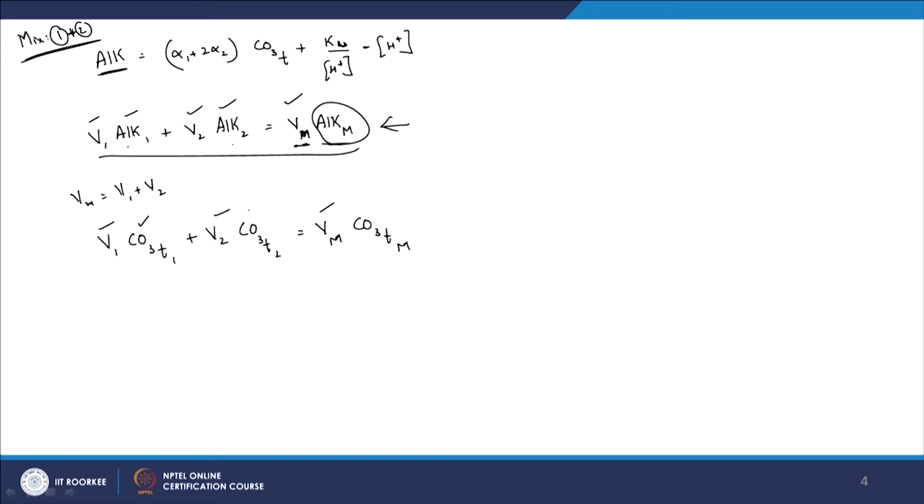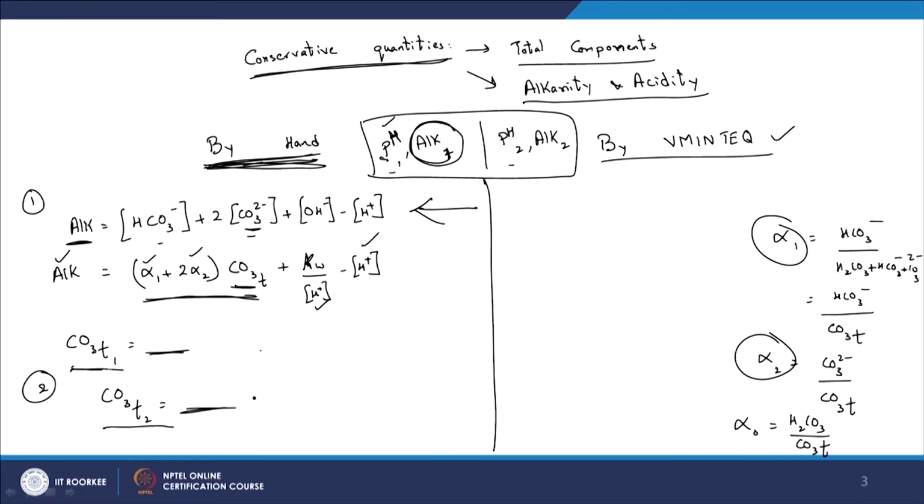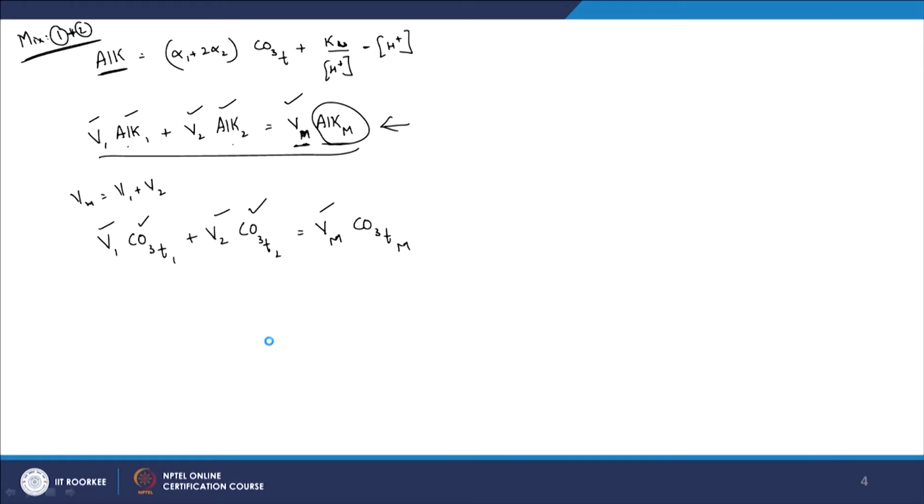CO3 total 1 and CO3 total 2, we calculated them earlier from this particular case here. And now by the balance on CO3 total, I can calculate the CO3 total of the mixture. That is something that now I am able to calculate. So now what do I have? I have the alkalinity of the mixture, and I also have CO3 total of the mixture.